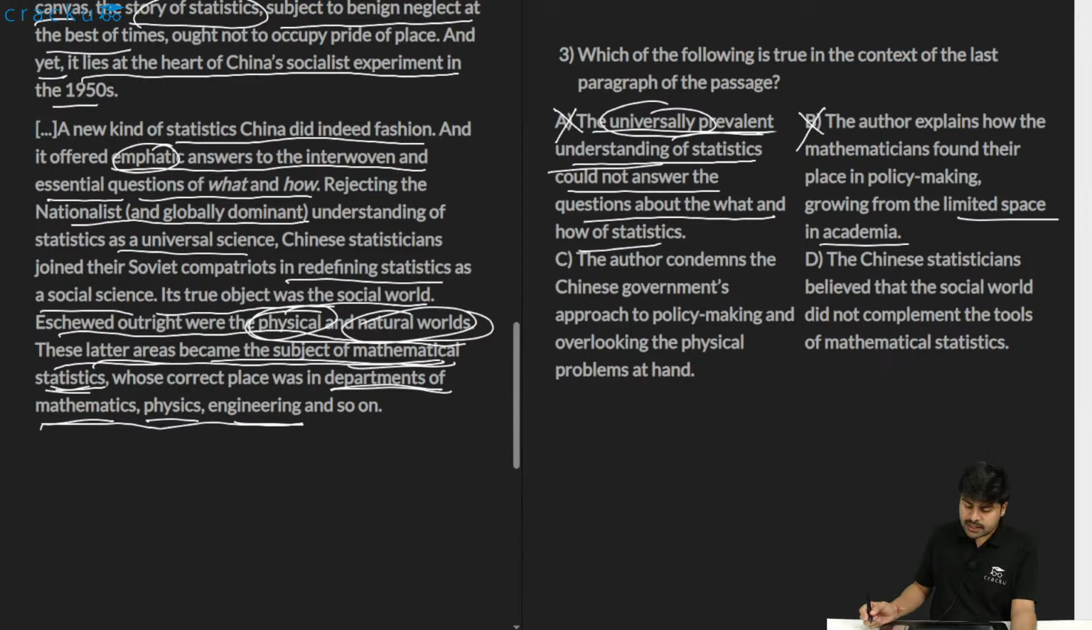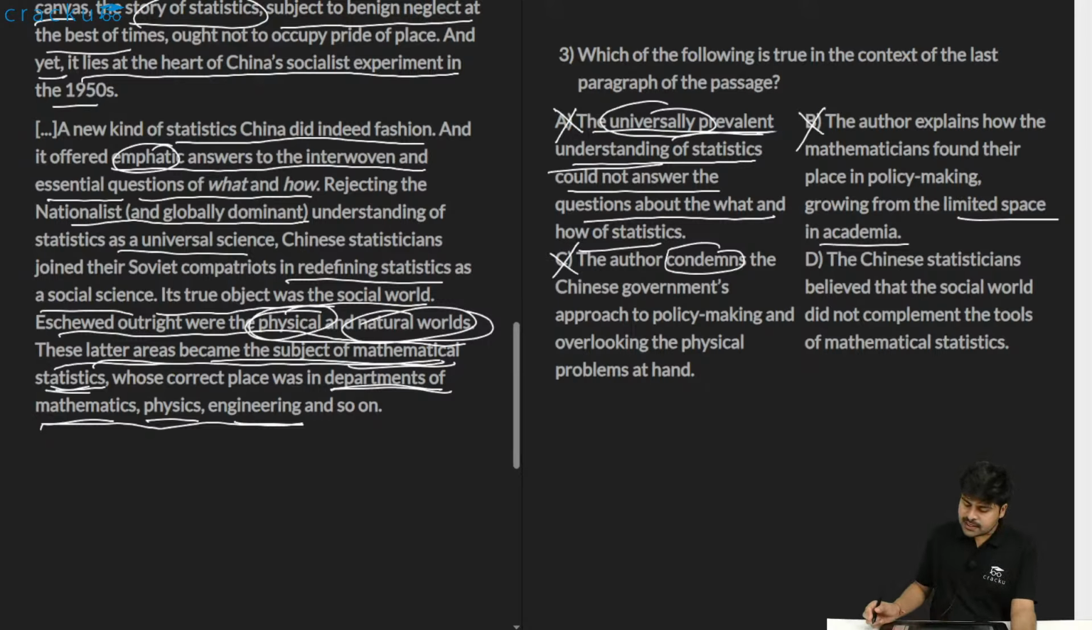The author condemns the Chinese governments, again condemns. The author is nowhere condemning the Chinese government. It is just portraying how there were differences in the ways statistics was perceived. So there's no instance of condemnation by the author of the Chinese perception around statistics, right? This is also incorrect.